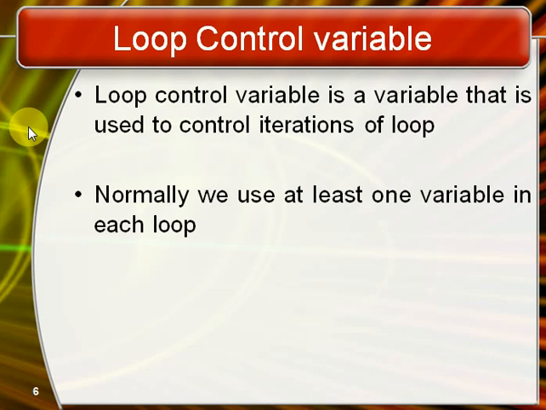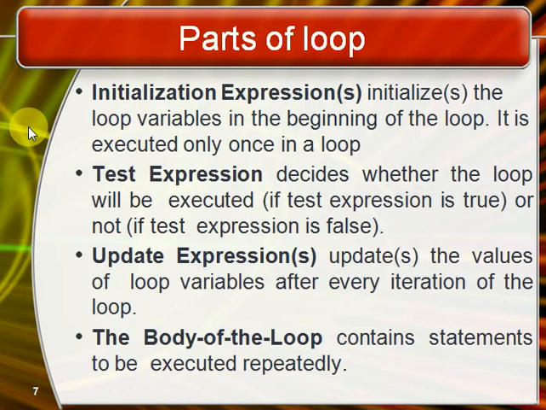Next is the loop control variable. A loop control variable is a variable that is used to control the iteration of any loop. Normally we use at least one variable in each loop as a loop control variable. Parts of a loop. The initialization expression initializes the loop control variable in the beginning of the loop. It is executed only once in a loop.